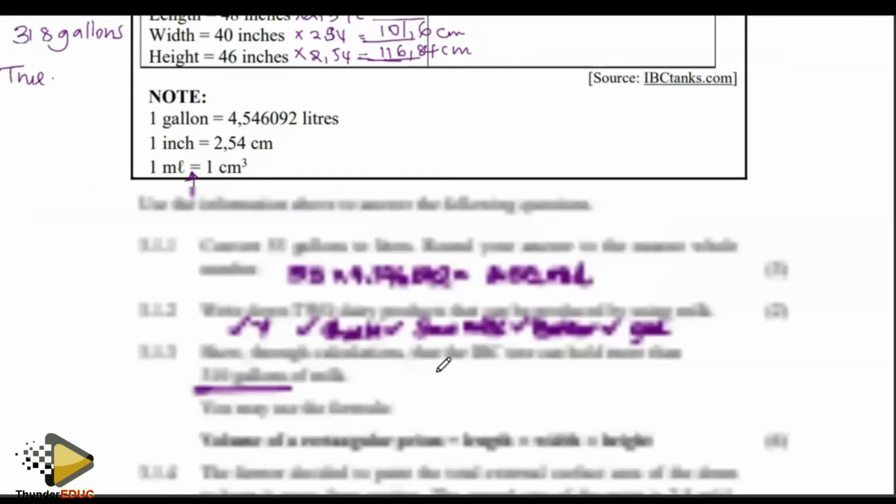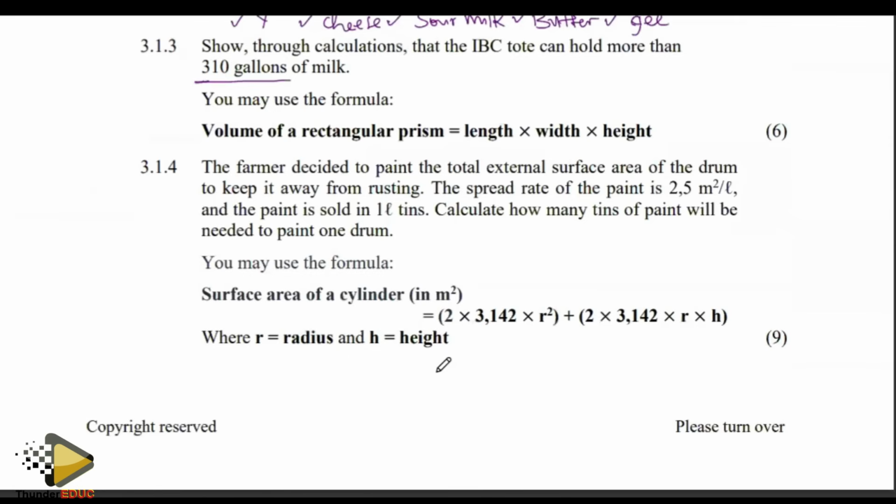All right, we go to question number 3.1.4. The farmer decided to paint the total external surface area of a drum to keep it away from rusting. The spread rate of the paint is 2,5 square meters per liter, and the paint is sold in 1 liter tins. Calculate how many tins of paint will be needed to paint 1 drum. This is surface area.